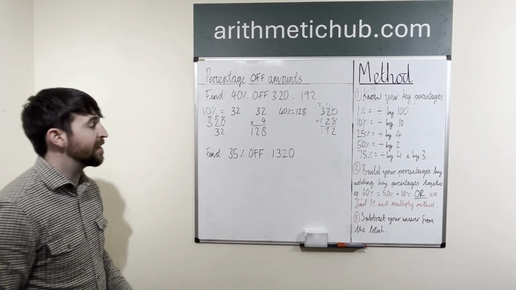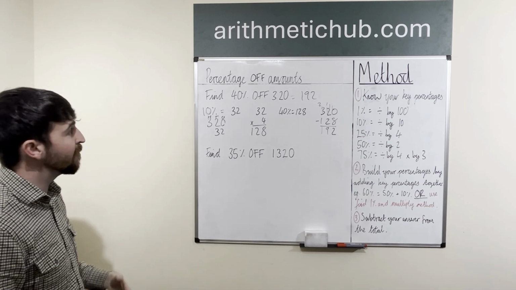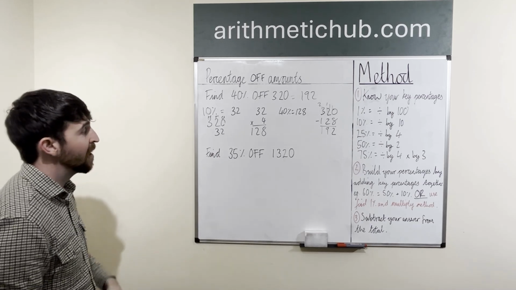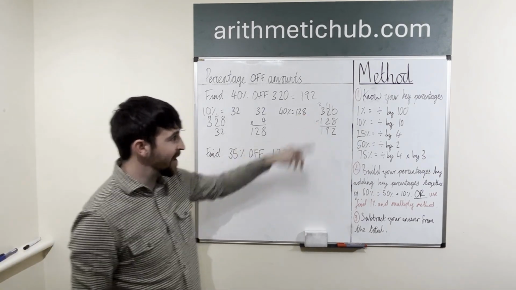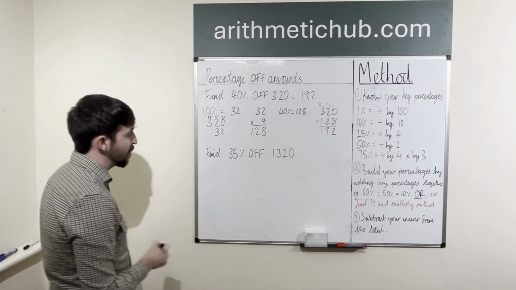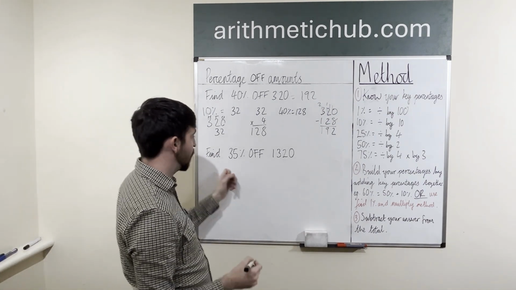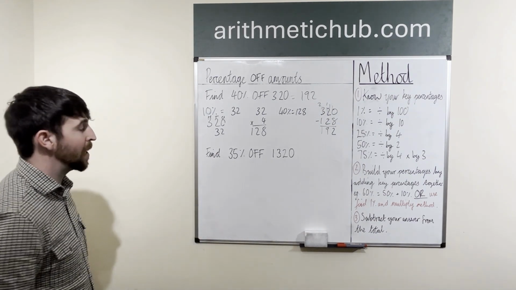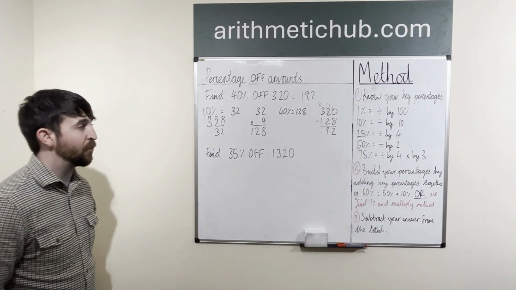If I hadn't done the last step, I would have finished with my answer of 128. 128 is 40% of 320. To find 40% off 320, I have to make sure I've done this last step where I take it away at the end. Now let's have a look at this one. Find 35% off 1,320. Again, I'm going to do this by building the percentages. I'm going to use 25% and 10% and add them together.